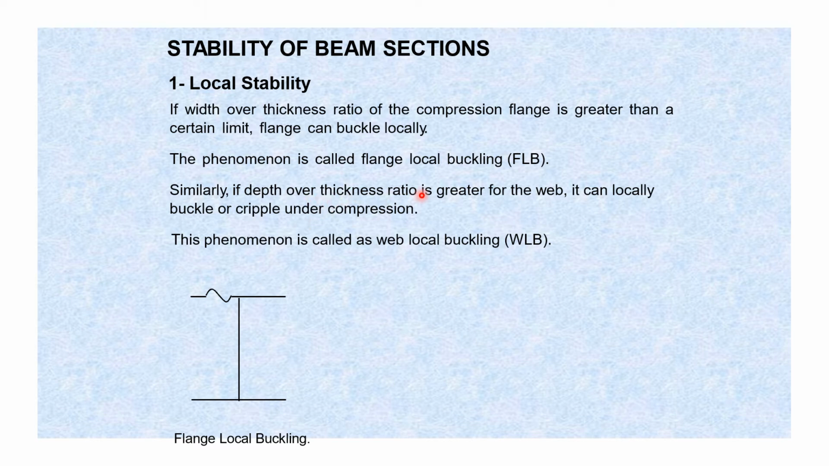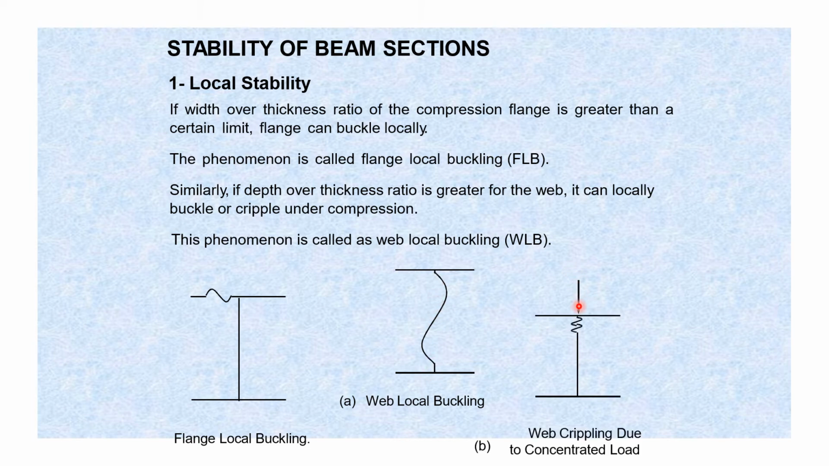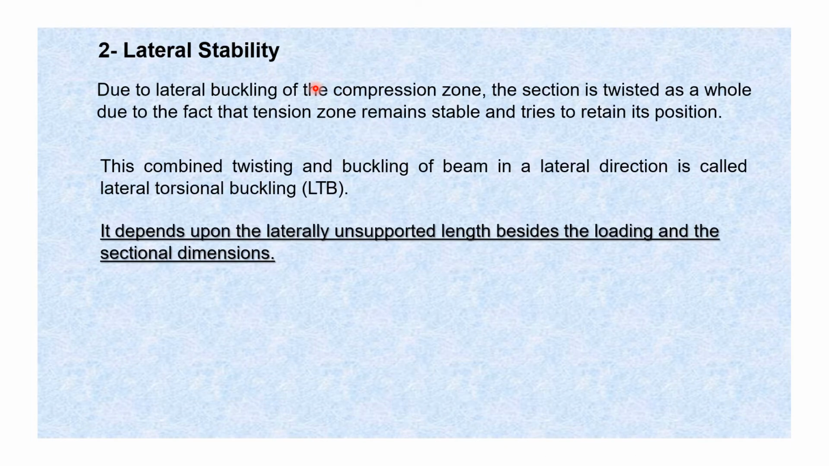Similarly, if the depth over thickness ratio is greater for the web, it can buckle or cripple under compression like this. Okay, the I section, and the web of the I section may buckle. So that is called web local buckling. That is the web of the beam. And there is also, due to a concentrated load, a chance of large local damage. So that is called web crippling due to concentrated load. So that is local stability. We also have to perform these checks.